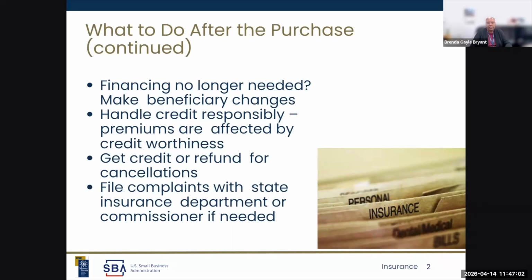Do you get credit or refund for cancellations? If you cancel a policy, what is the insurance company's policy on what happens to you at cancellation?